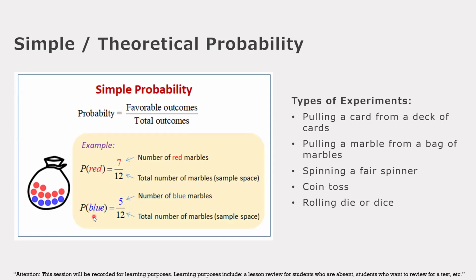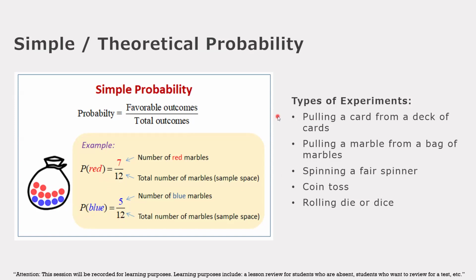And then we could do the same for blue. That's what this stands for. P stands for probability. And then in parentheses is what we're trying to find the probability of. What's the probability of us getting a blue marble? Well, 5 of these marbles are blue. That goes in our numerator. There are a total of 12 marbles. That goes in our denominator.